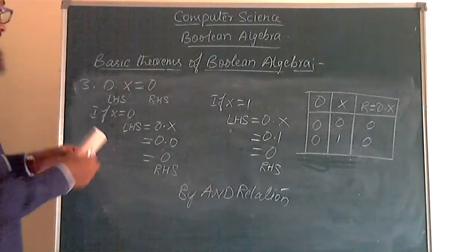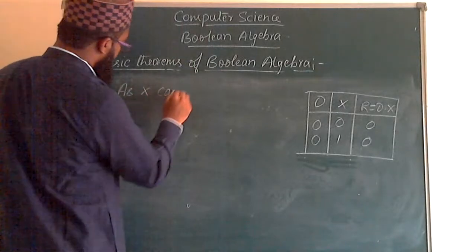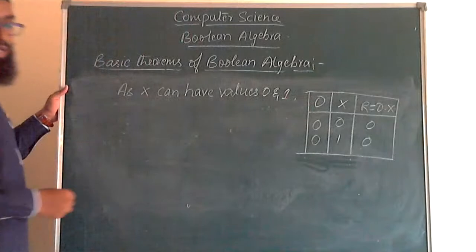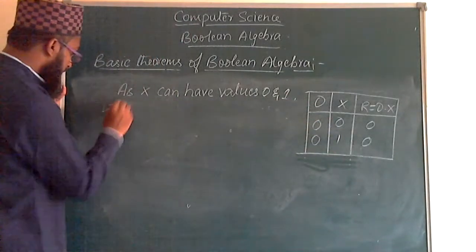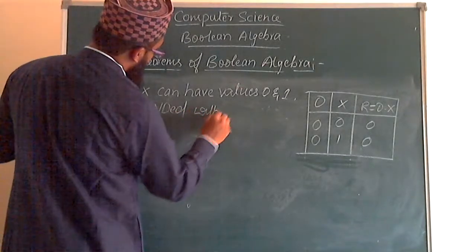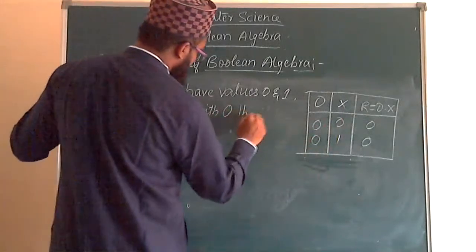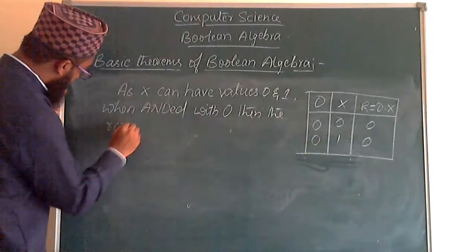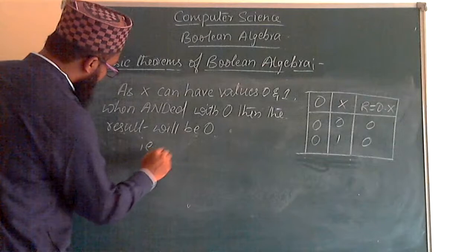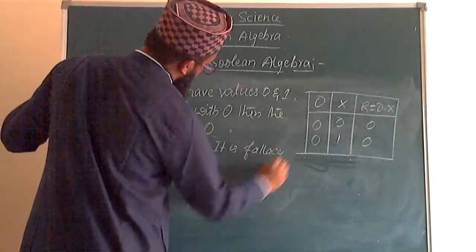And now, x can have values 0 and 1. When ANDed with 0, which means logical multiplication, if 0 and 1 are ANDed with 0, then the result will be 0. That is, 0 into x is equal to 0. It is a fallacy.